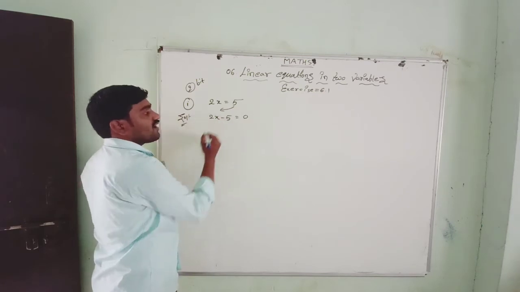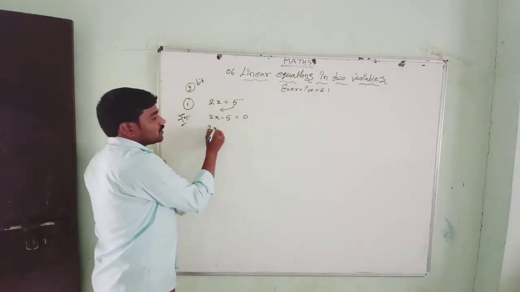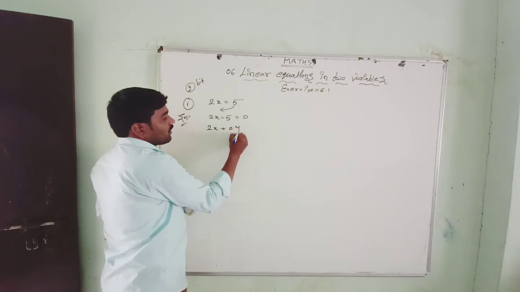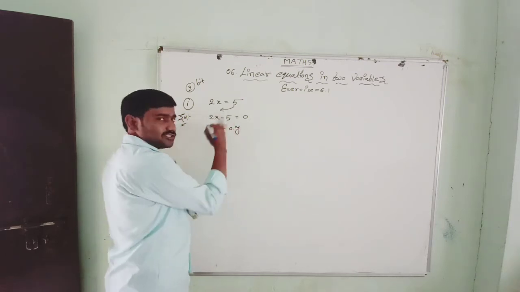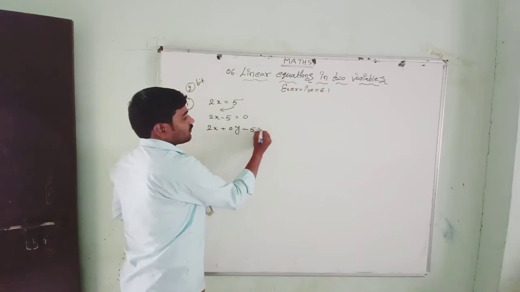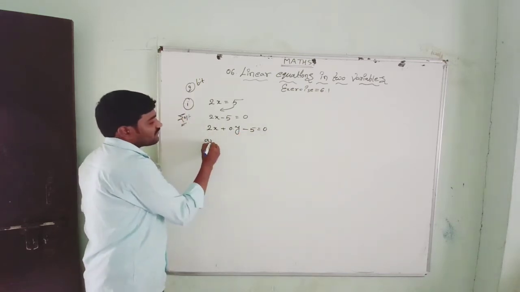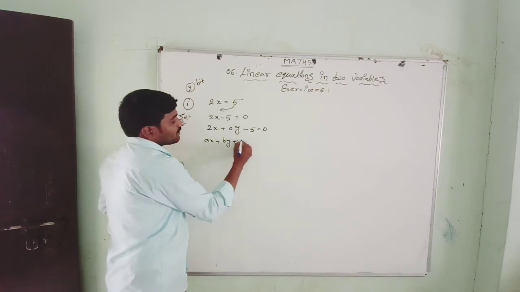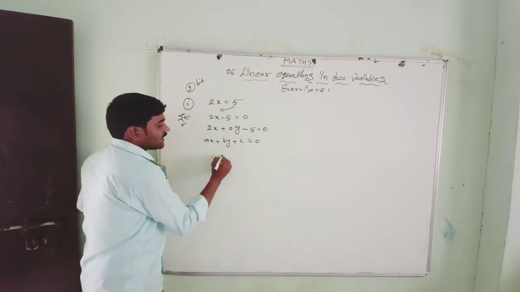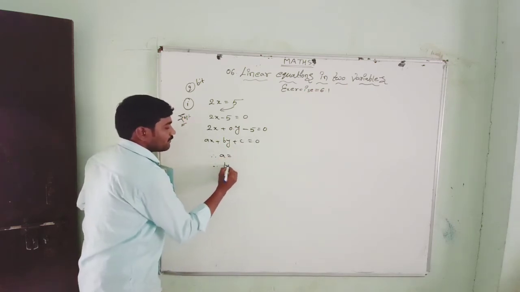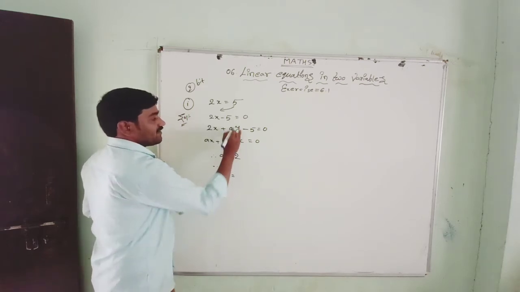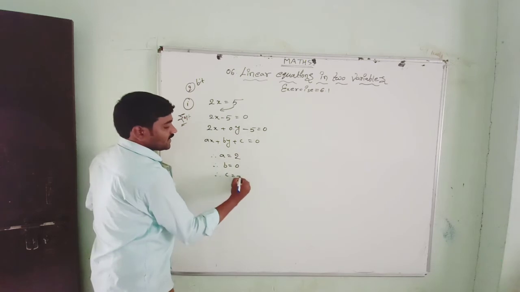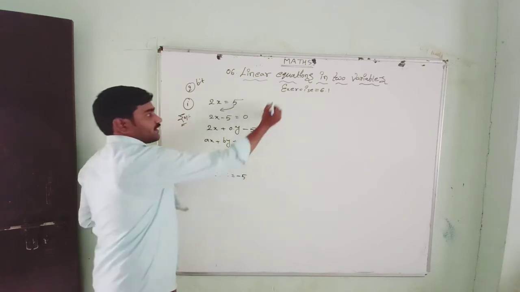See that there is no y term present, so we write here 2x plus 0 into y. There are no y's present, so 0 into y. How many y's are there then? There are 0 y's. Minus 5 equal to 0. Now it is in the form of ax plus by plus c equal to 0. We can calculate now a value, b value and c value. a value is 2, b value is 0, c value is minus 5. So in this way we can complete this.